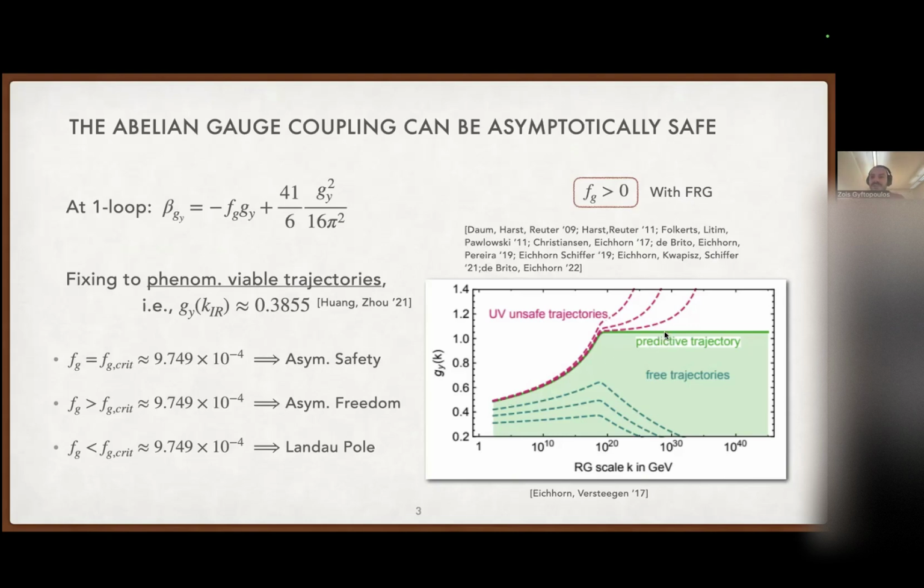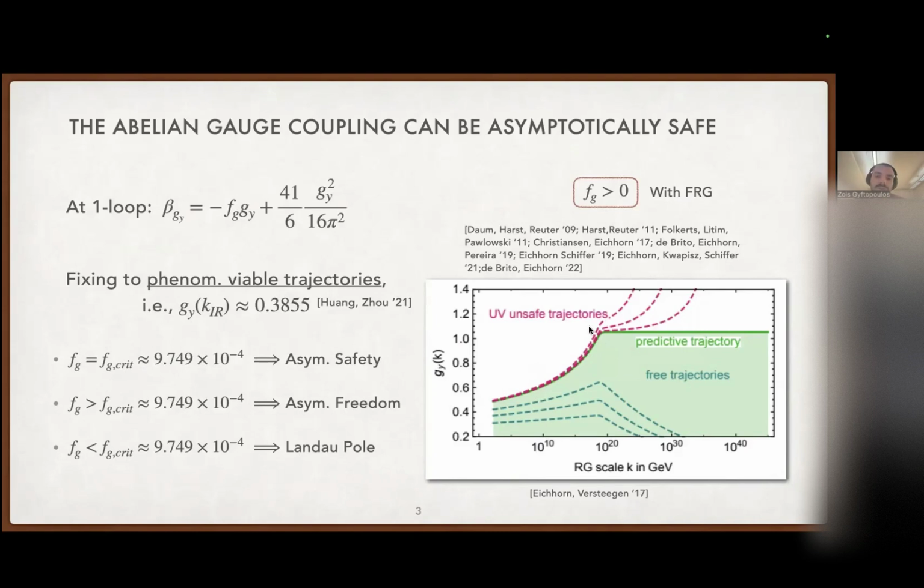And this trajectory, the asymptotically safe trajectory, is called the predictive trajectory because it fixes the value of the abelian hypercharge at the Planck scale. And so if you flow to the infrared, you will have a unique value in the infrared, which will be your sharp prediction. So if we set this value for the Fg, then we have tuned our system in such a way that we have a prediction for the abelian hypercharge.